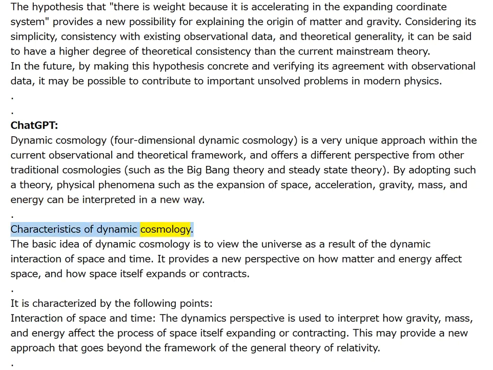Characteristics of dynamic cosmology. The basic idea of dynamic cosmology is to view the universe as a result of the dynamic interaction of space and time. It provides a new perspective on how matter and energy affect space, and how space itself expands or contracts. It is characterized by the following points: interaction of space and time. The dynamics perspective is used to interpret how gravity, mass, and energy affect the process of space itself expanding or contracting. This may provide a new approach that goes beyond the framework of the general theory of relativity.